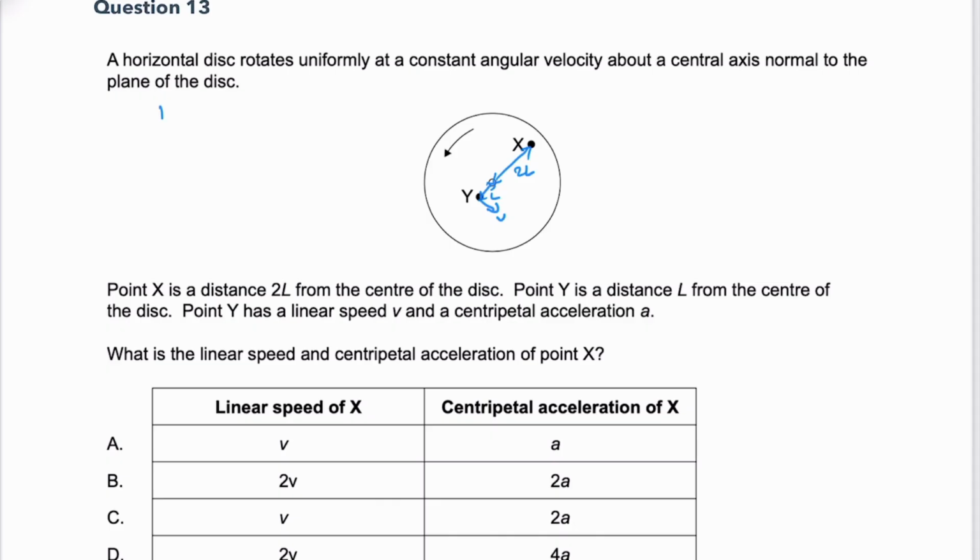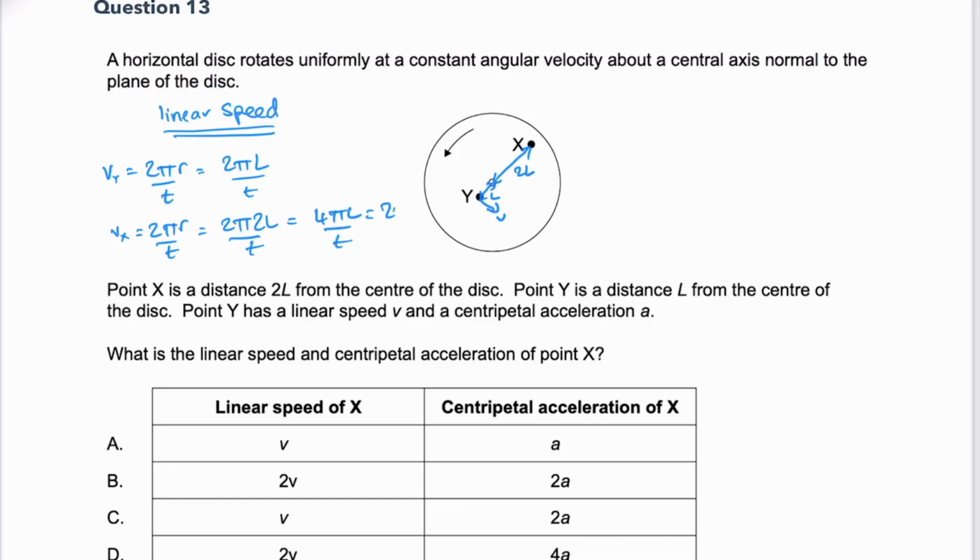Well, let's look at the linear speed first. Let's deal with Y as our starting point. Vy is equal to 2 pi r over t, which is 2 pi L over t. Easy enough. Now let's look at Vx. Vx is equal to 2 pi r over t also, but the radius is doubled, so 2 pi 2L over t. So it's 4 pi L over t, which is equal to 2 times Vy. So our linear speed of x is equal to 2v.